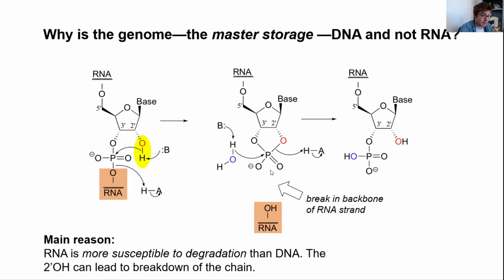So you end up getting this 2', 3' phosphoester moiety here, which can then be further hydrolyzed to completely break the strand. And so what this means is that an RNA molecule is more susceptible to degradation than a DNA molecule. And so obviously you don't want your master genetic storage to just sort of spontaneously break down. You want something that's more stable. And so definitely one of the reasons that DNA is used over RNA is because of this extra stability that comes from the lack of the 2' hydroxyl.